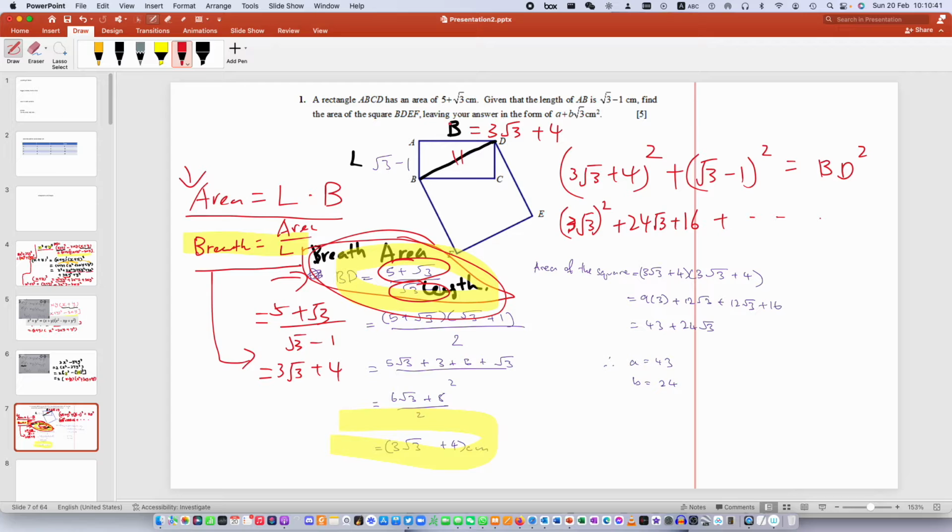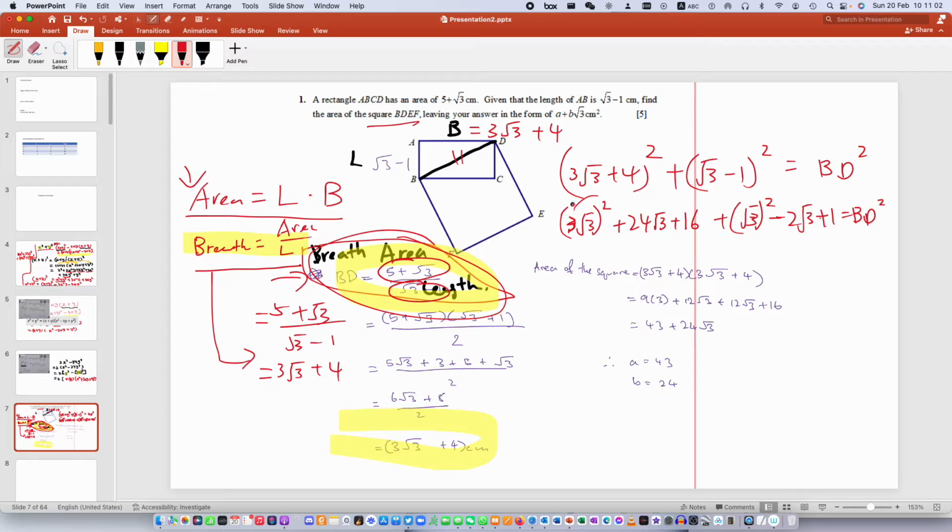And then they say what? Find the area of the square. So once you get the BD square, and by the way, later you still have to square root the entire thing. So let's continue. So don't skip step first. Minus 1 BD squared. Okay, then continue.